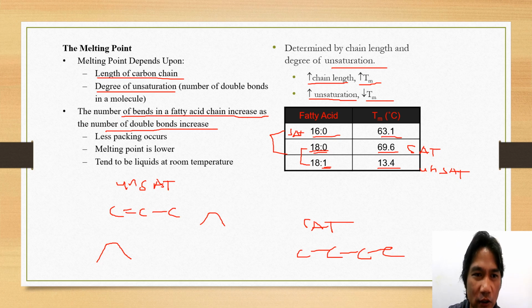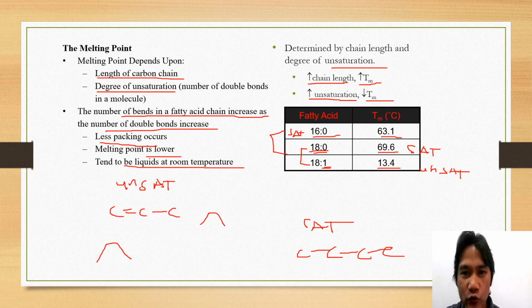As a result, less packing occurs, the melting temperature is lower, and the fatty acids tend to be liquid at room temperature. All right, that is the reason why they have low melting temperature.